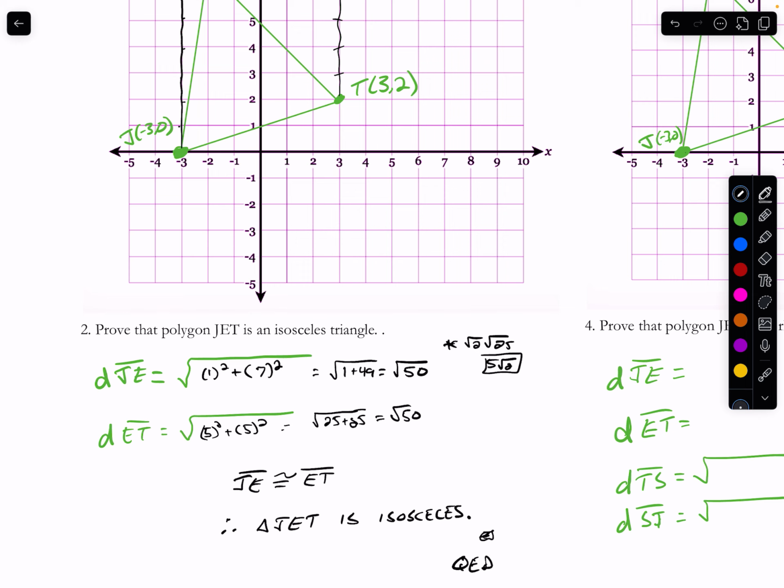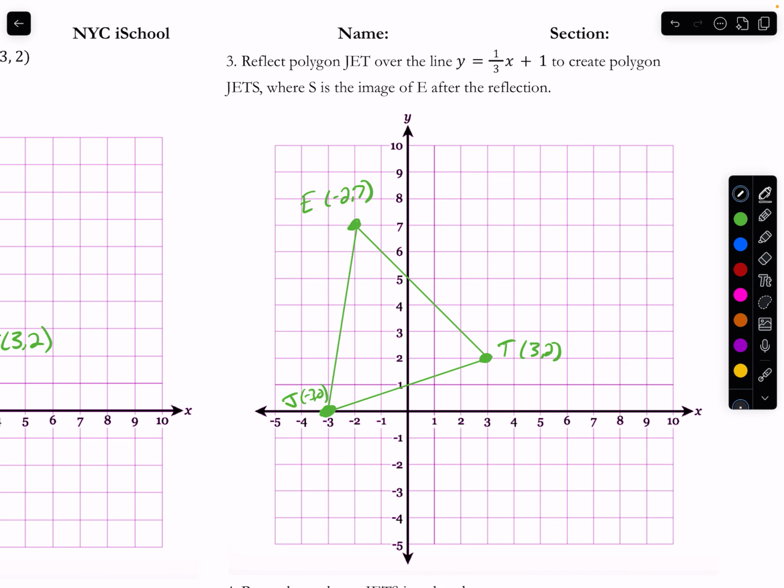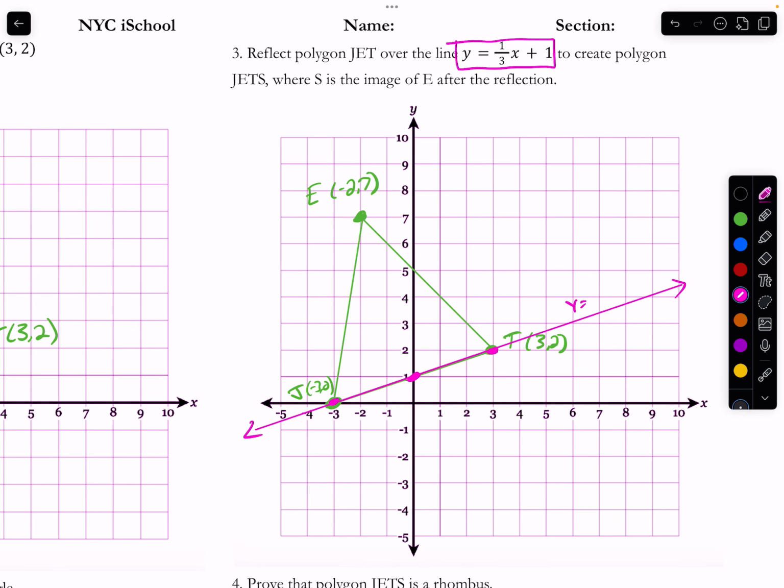Okay, the next part is, now what happens if we add something to this, or we try to adjust this? And in this case, it says, reflect polygon JET over the line y equals 1/3 x plus 1. So let's start with that first. I'm going to graph the line y equals 1/3 x plus 1. So I've got a point right there. I rise 1, run 1, 2, 3, fall 1, 1, 2, 3. You can see very clearly that we're traveling right along this line right here. Okay, so this represents the line y equals 1/3 x plus 1.